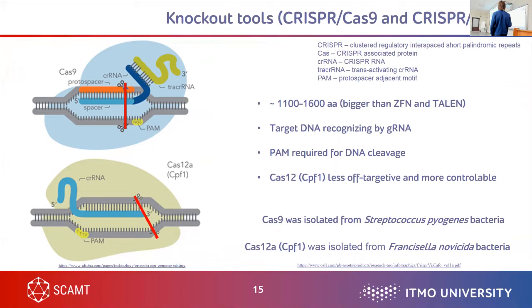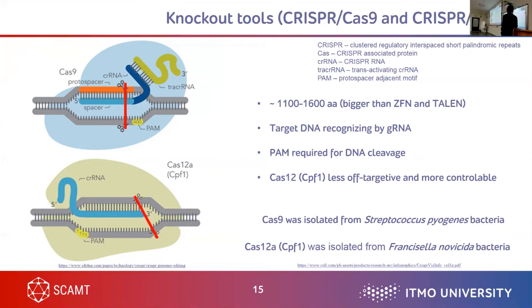It's one or two RNAs that recognize DNA, and also CRISPR-Cas will require PAM sequences. It's a little marker that will help CRISPR-Cas9 or CRISPR-Cas12 to recognize this target DNA as a target, because without PAM they will not reach. And the PAM sequence will be strongly required for CRISPR-Cas9 and CRISPR-Cas12. CRISPR-Cas12 has fewer off-targets and is more controllable.